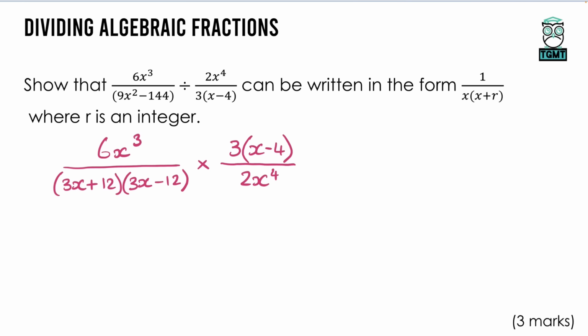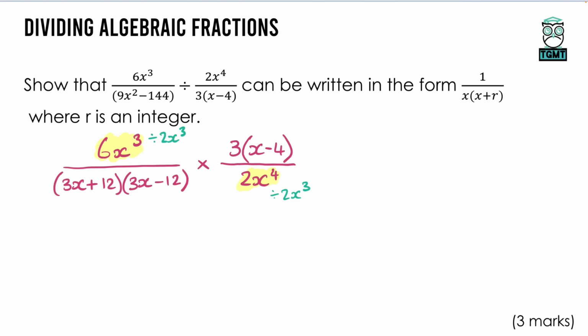So at the moment you can see that there is a 2x to the power of 4 on the bottom right and a 6x to the power of 3 on the top left. Now we can actually divide both of those by 2 and both of those by the x to the power of 3. So we can cancel those down. If you want to write that in one step, we could say, well, divide the top here by 2x to the power of 3, and we'll divide the bottom here by 2x to the power of 3.